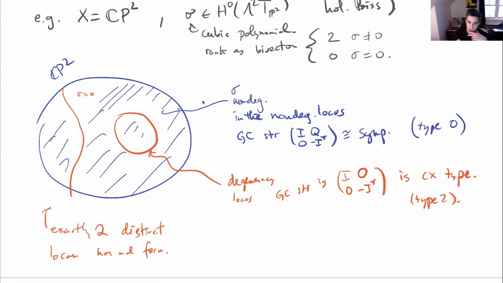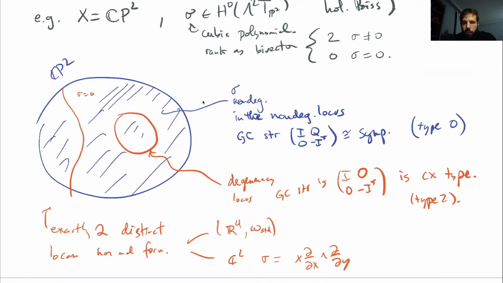The one local normal form is, you could say, R4 with the standard symplectic form, and the other one is C2 with sigma equal to x d by dx wedge d by dy. So here you have a standard complex manifold, and a Poisson structure, holomorphic in the two variables x and y, which vanishes linearly at the origin. So these are the two local normal forms. You could take these things, glue them together on overlaps, and describe the entire structure if you wanted to. Okay, questions?